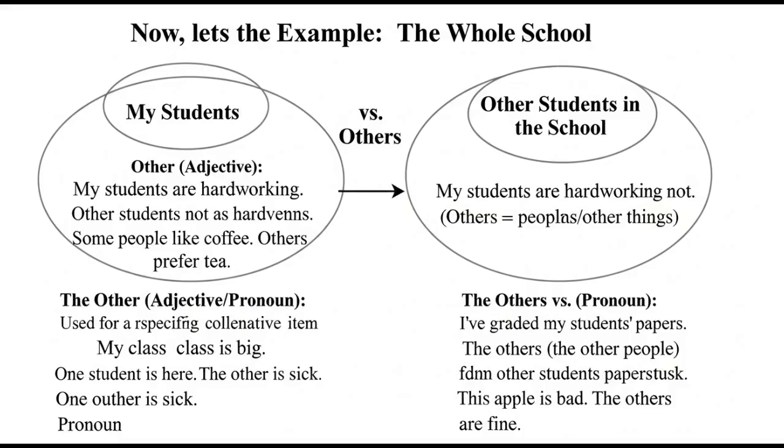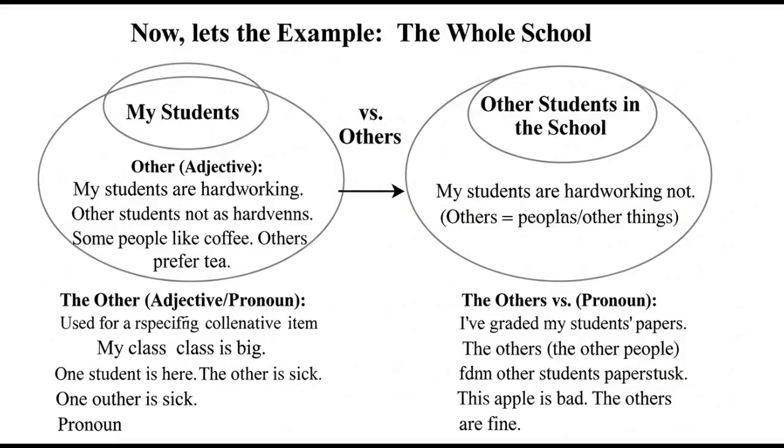Others is a noun. Now the other can be an adjective or a noun. Let's say I only have 2 students. One student is Japanese, the other is Mexican. It's understood because I told you I only have 2. So if I told you one, you understand the other is automatically the second one of the 2, okay? So I don't need to give you any more information.